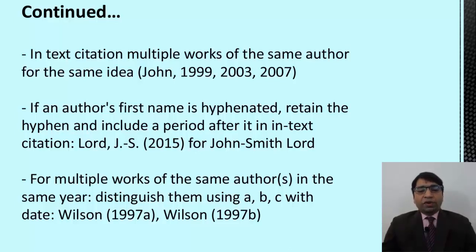Now, for multiple works of the same author, sometimes it happens that one person has written 2 or 3 papers in the same year about the same topic, and when you are giving references, it gets a little confusing. For example, if Wilson has written 2 papers about the same topic that you want to mention in the same research article, to distinguish them, to separate them, you need to write a, b, c, small letters, with the year. For example, Wilson 1997a, Wilson 1997b.